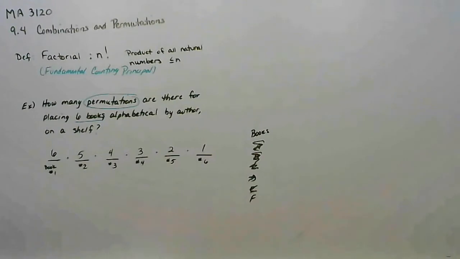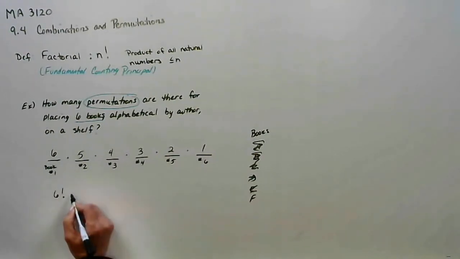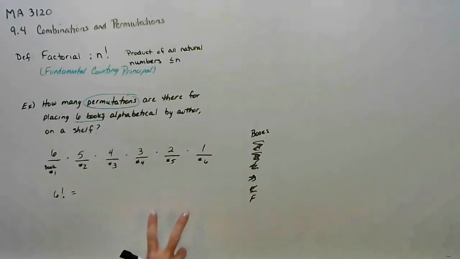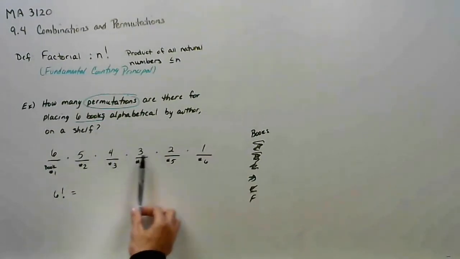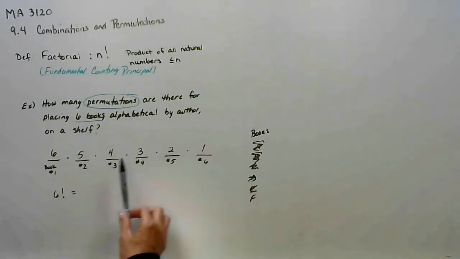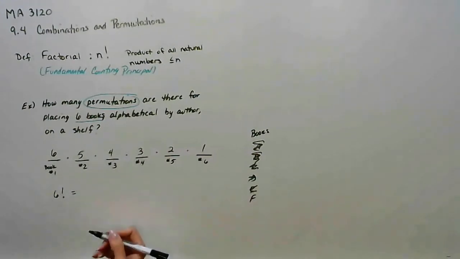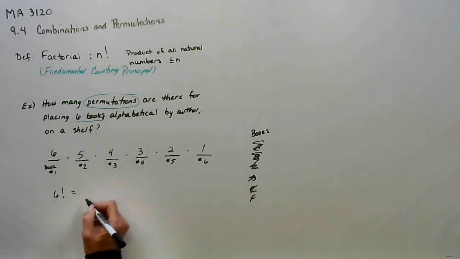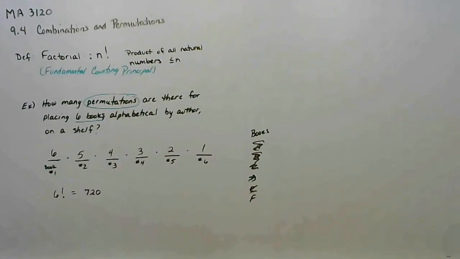And so you'll notice again, fundamental counting principle. This ends up being 6 factorial, which is, well, we left off with 5 factorial was 120. 120 times 6 should be 720. So we have 720 ways to put those on the shelf. Okay?